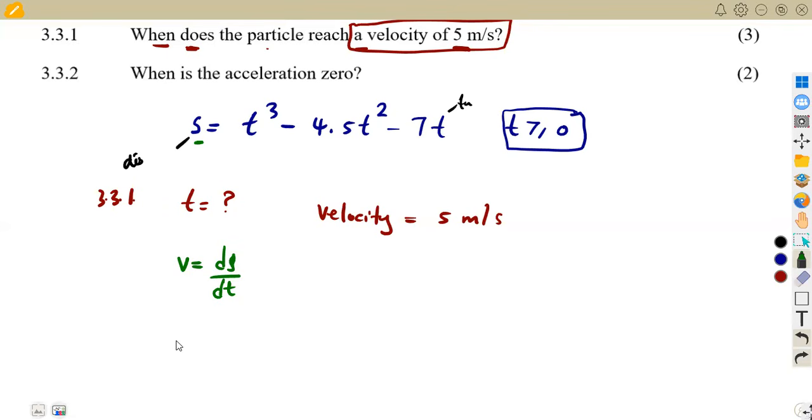So let us differentiate this. Our velocity is going to be ds dt. So we're going to differentiate this part. Drop your exponent, that's going to be 3t, subtract 1, so that's 3t squared. We do the same here. Drop the exponent, 2 times negative 4,5, that is going to be negative 9t. Then here we've got a linear part, which is negative 7.